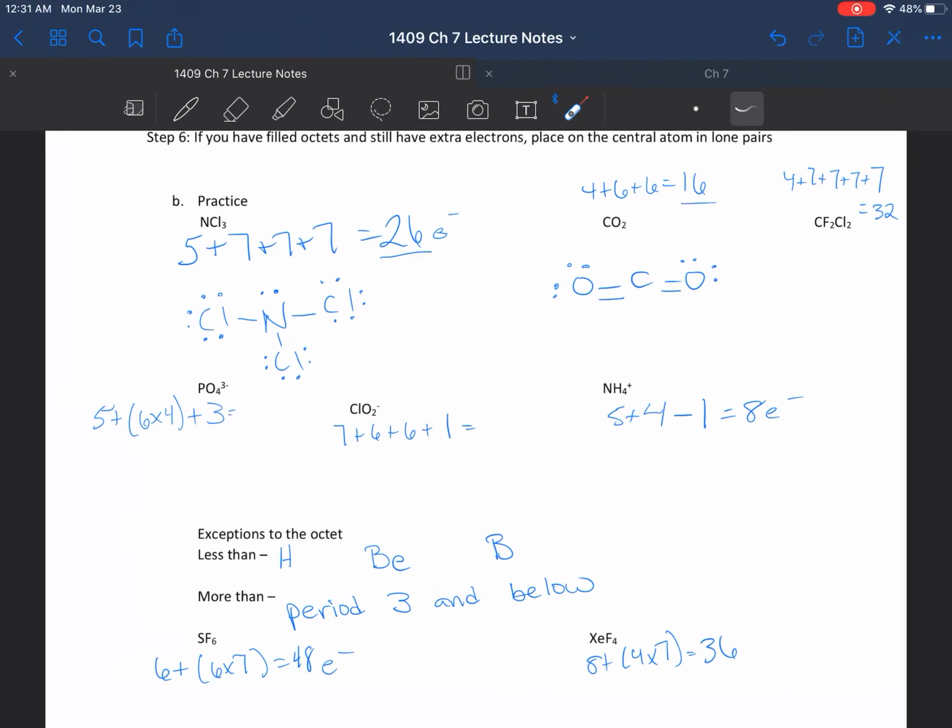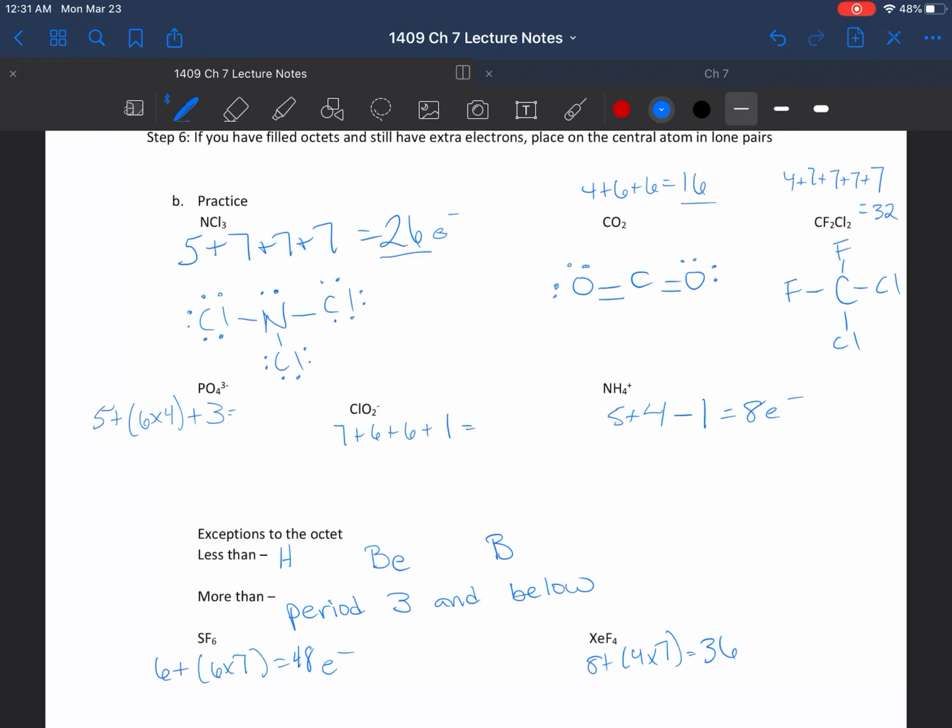All right, moving on. If we look at CF2Cl2, we have 32 valence electrons. We're going to put carbon in the middle. It really doesn't matter if the fluorines and the chlorines are on the top, bottom, left, or right. Just put them around. We're going to connect with single bonds. So I've used 8 of my electrons. I know carbon's happy now, 2, 4, 6, 8, but each of my halogens on the outside only have 2. So they each need 6 more.